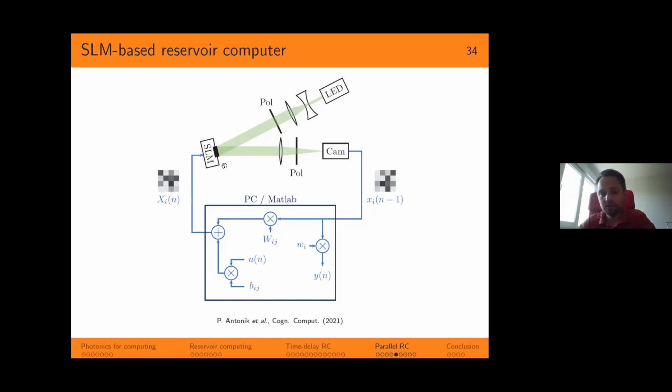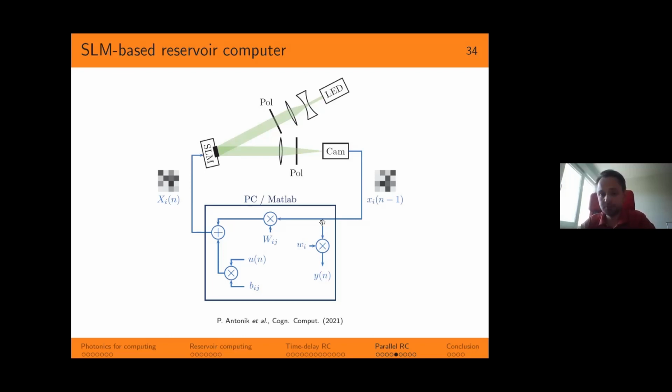The values appearing on the SLM modulate the phase of the illumination beam coming from the LED. This phase modulation is converted into amplitude modulation through the polarizer. This amplitude modulation is captured by the camera. The camera takes a picture of the SLM and sends this picture to the computer. So this is the recording of the reservoir states.